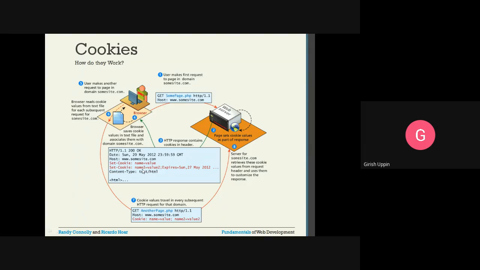Now what happens is, this particular web application has set two cookies. One is name, the second cookie is name2. So when that information comes as part of a response, the browser will save the cookie values in text files on the client system. After saving those text files, it will make an association with this website.